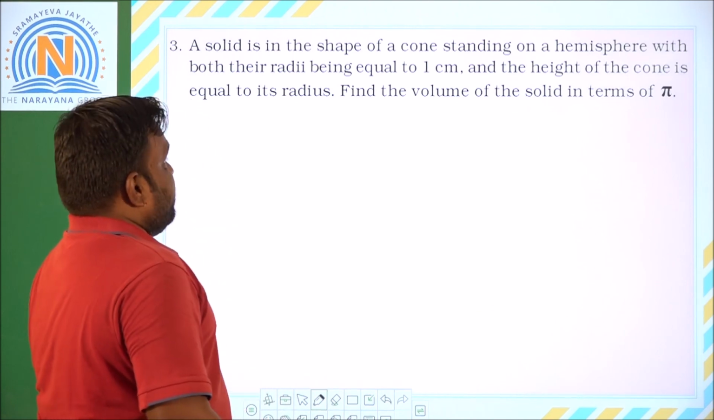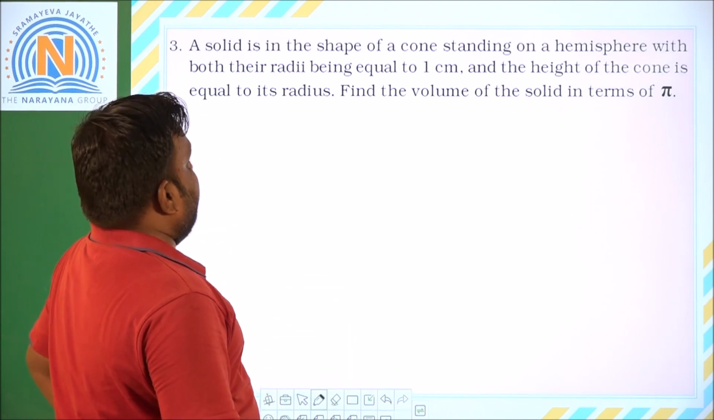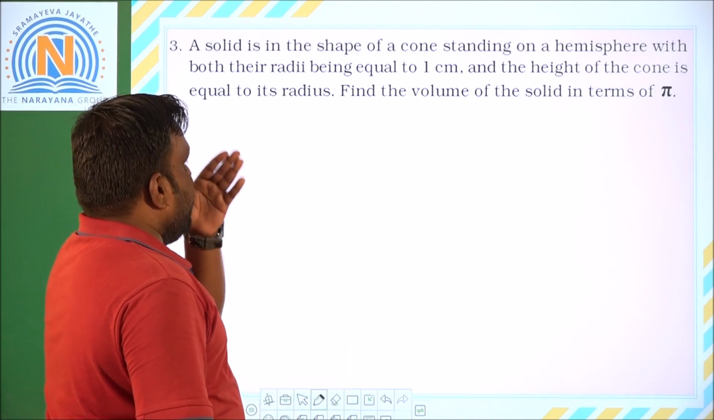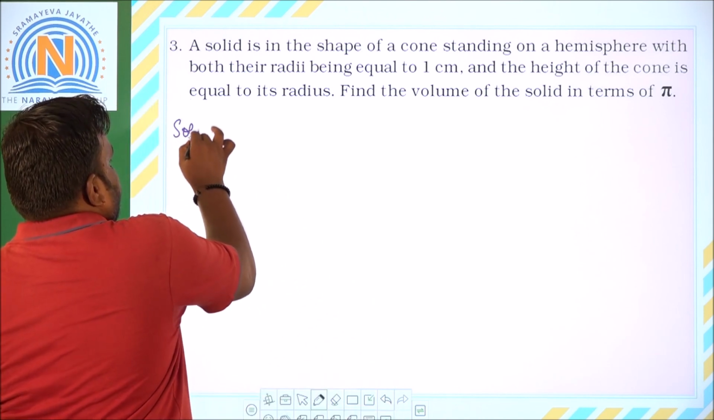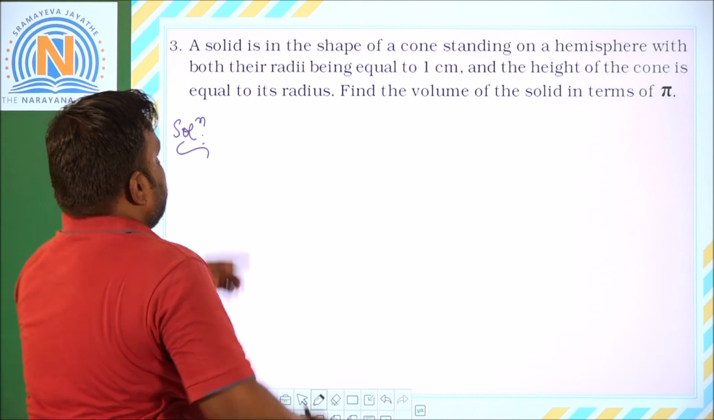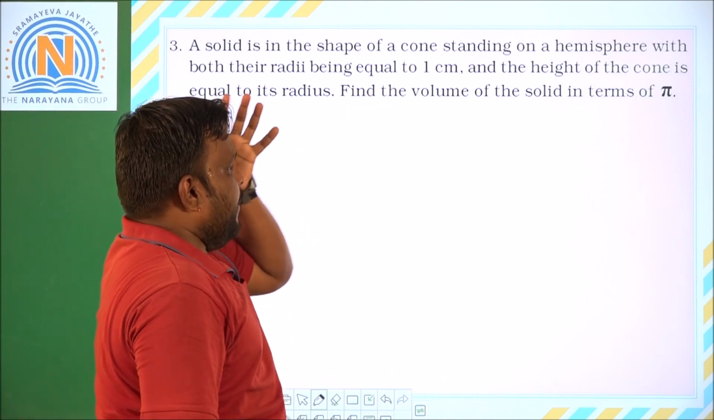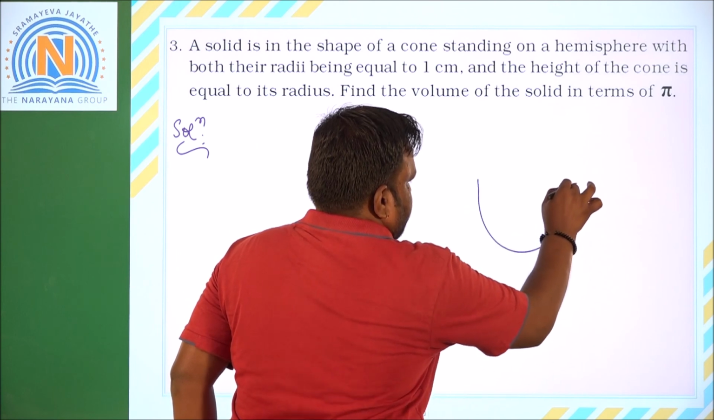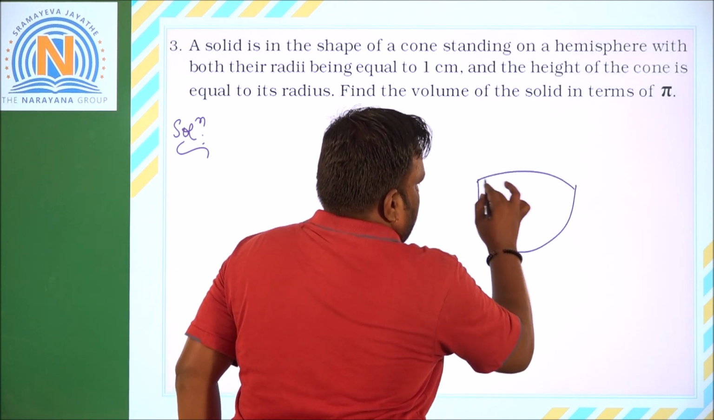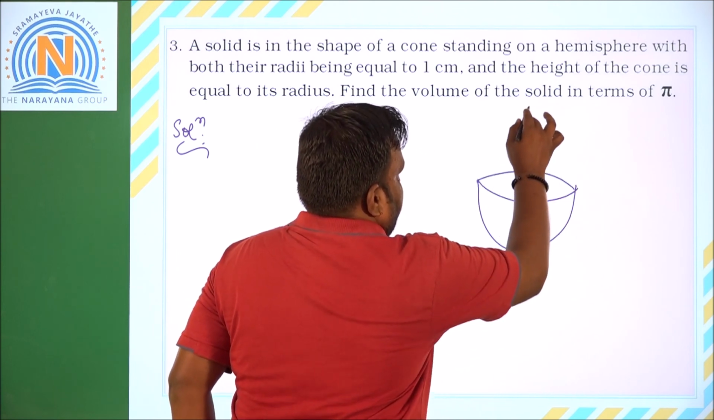A solid is in the shape of a cone standing on a hemisphere with both their radii being equal to 1 centimeter. Okay. So now here also, if you check it out correctly, what is the thing we have? Solid in the shape of a cone standing on a hemisphere. So first we are having one hemisphere. On this hemisphere part we are having a cone.